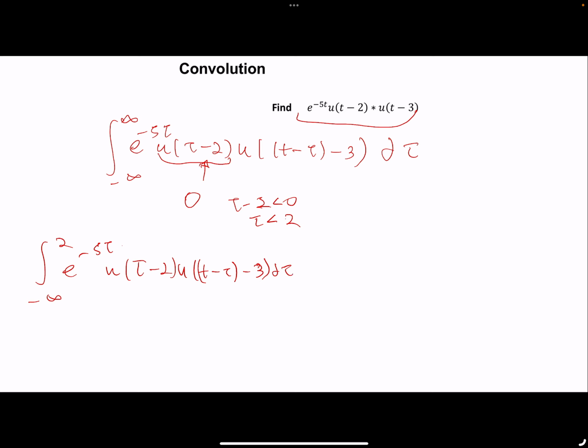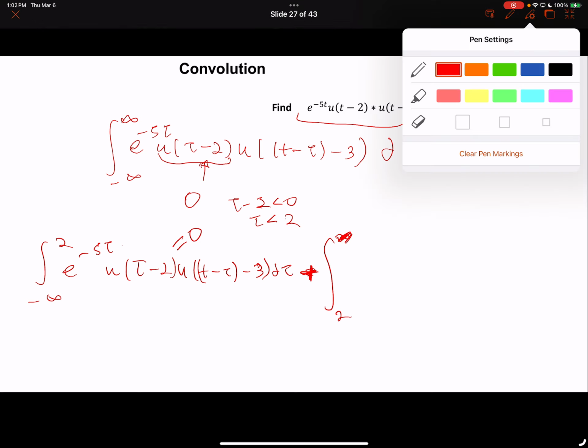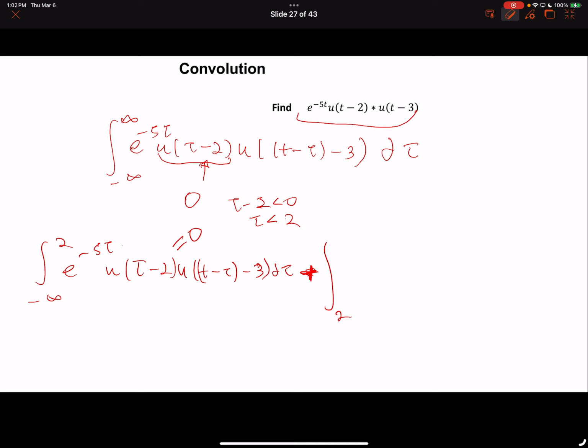d tau, what's the value of that? 0. Yeah, so this thing is 0. So 0 times e to the negative 5 tau is going to be 0. So that integral is just going to be 0. So we have that now plus the integral from 0 to infinity. Actually, let's not go to infinity. Let's forget about this upper limit for now.